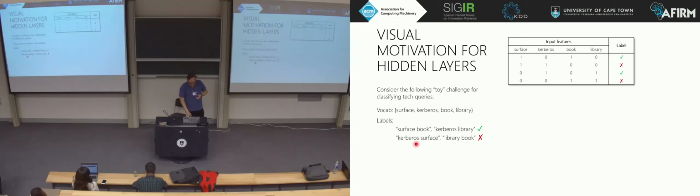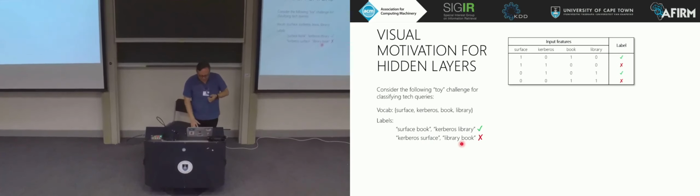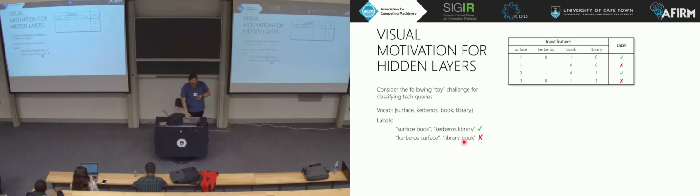But Kerberos surface is more like, I don't know, astronomy or something, and library book is also kind of a different topic, let's say. So we're trying to tell the difference between these 4 phrases. The problem is that each of these 4 examples could be these 4 rows, so there are 2 that we want and 2 that we don't. It's actually impossible to come up with a set of weights over these 4 features that gives you this classification.